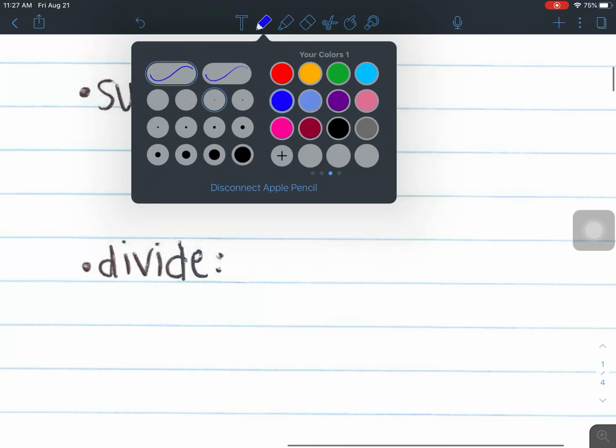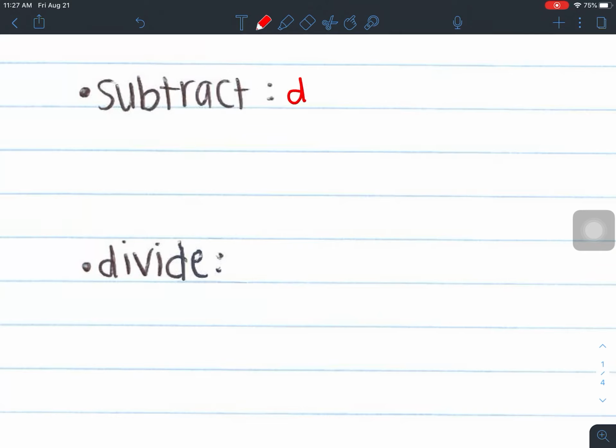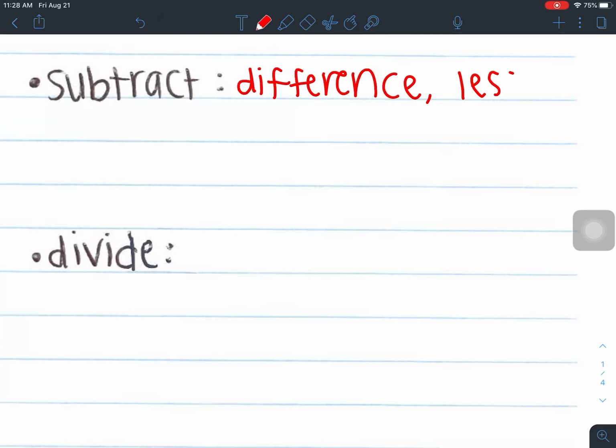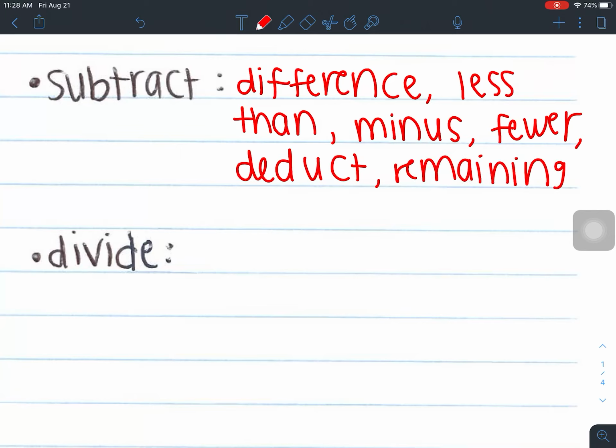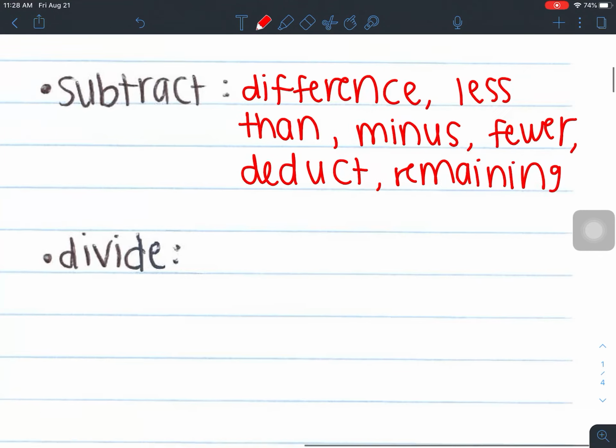All right, moving on to subtract. Some words that mean subtract are difference, right? Like, what's the difference between 5 and 2? Well, it's 3, because I take 5 minus 2. So the difference, less than, minus, fewer, deduct. There's lots of words that could mean subtract. I'm just naming a few here. Remaining. So again, there's lots of words out there, but I'm just naming a few.